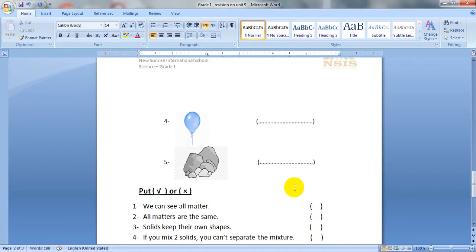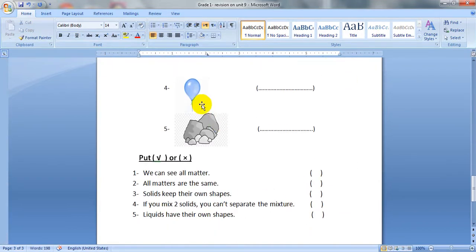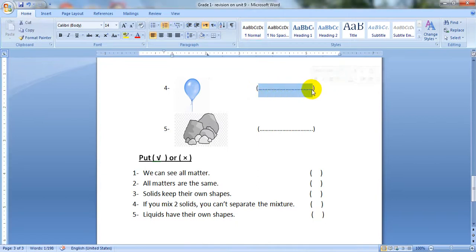Let's move to the next. Here we have a balloon. Will it sink or float? Of course, this one is light, so it will float. A balloon, exactly like a ball, will float in a liquid or in water. What about stones or rocks? Will they sink or float? They will sink in water. They are heavy, so they will sink.